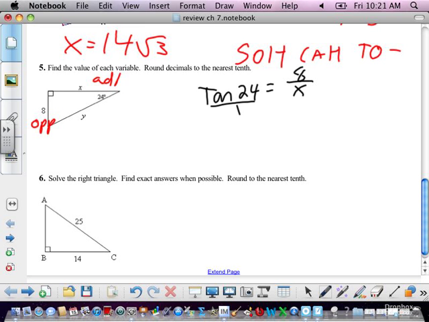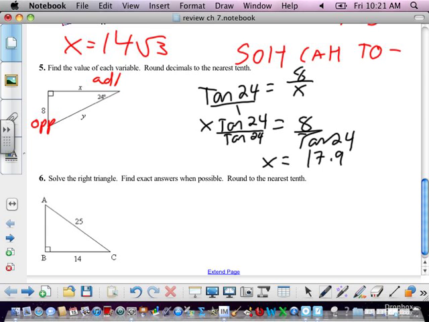1 times 8 is 8. Tan times x is x tan 24. Divide both sides by tan of 24. So x equals 8 divided by tan 24, and we use the regular trig functions, right? Because we're trying to find a what? Side. Good. If we wanted to find an angle, what do we use? Inverse. Inverse, then -1. So we get 17.9, or it should actually round up to 18. So if you put 18, you'd get full credit still too.